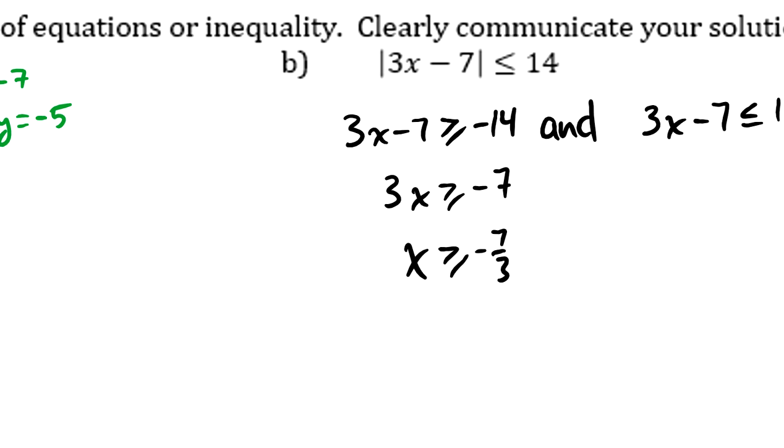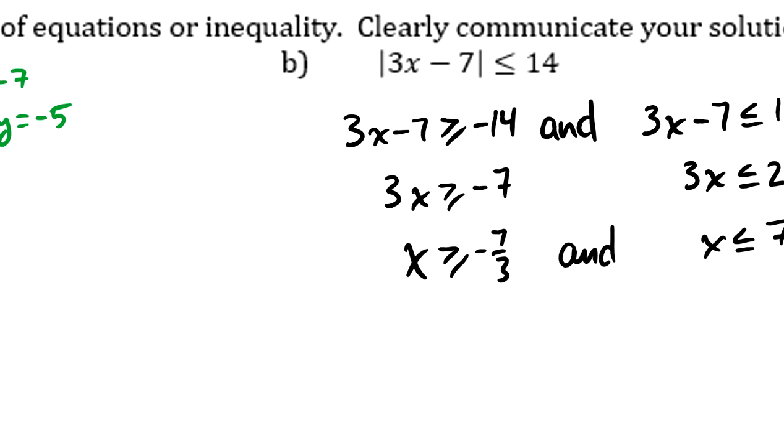So this is our lower bound. X has to be bigger than this. And it's not enough, right? It has to stop at some point. It can't go on forever because it'll exceed that 14 boundary. So on the other side of that, we're going to add 7, and we've got 3x is less than or equal to 21. That's just adding the 7 to both sides again. And now when I divide by 3, I can see that x is less than or equal to 7.